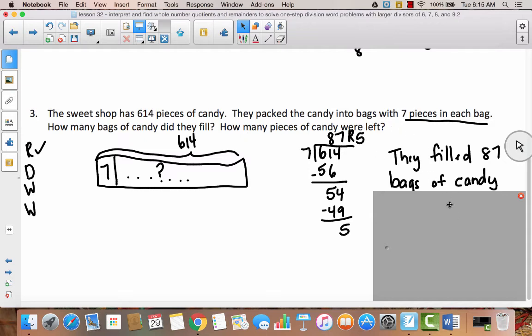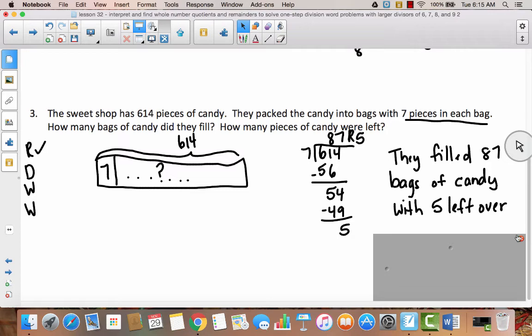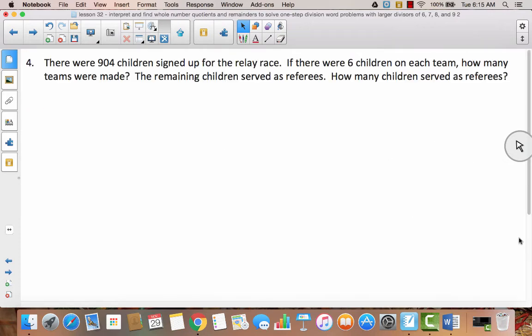So that would be my remainder, with 5 left over. All right, let's take a look at question number 4. There were 904 children signed up for the relay race. If there were 6 children on each team, how many teams were made? The remaining children served as referees. How many children served as referees?